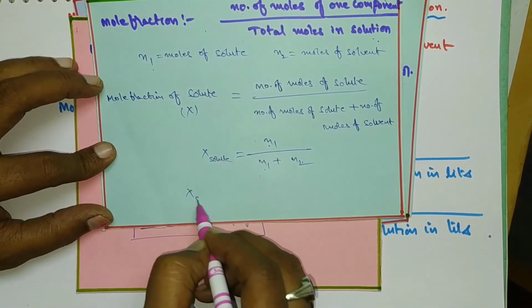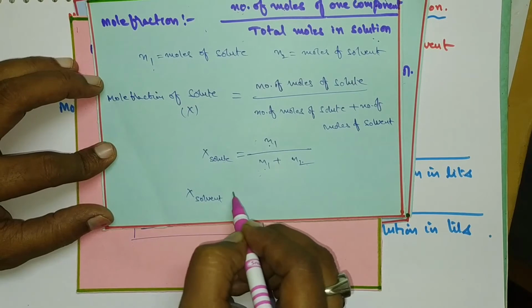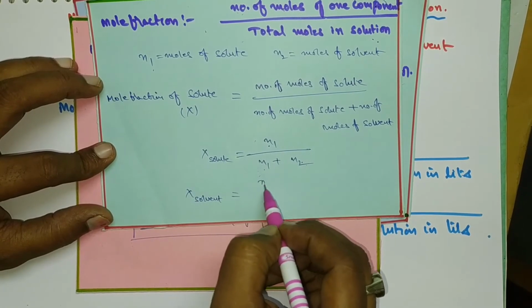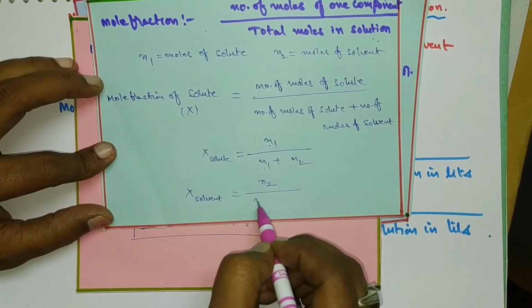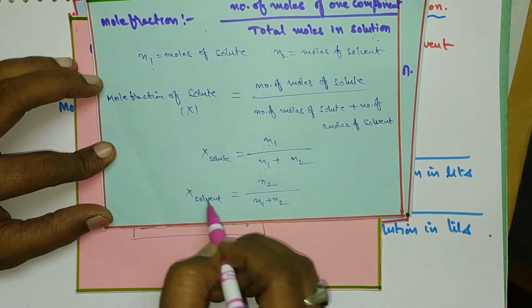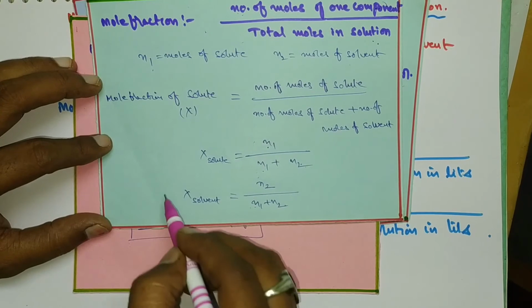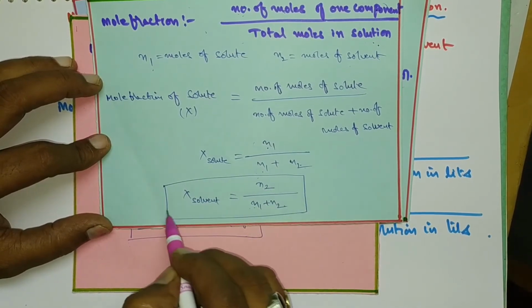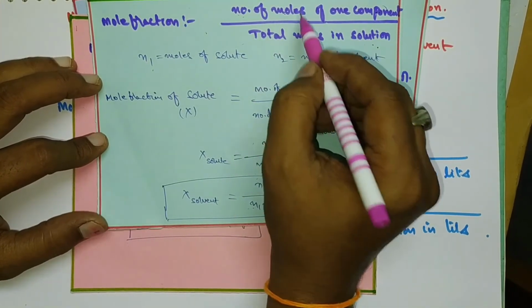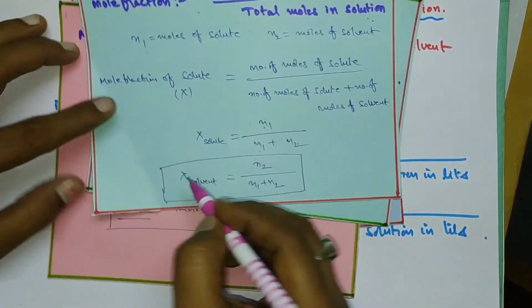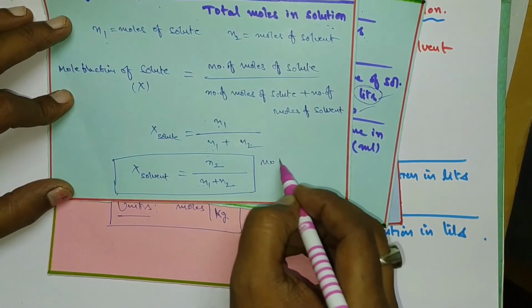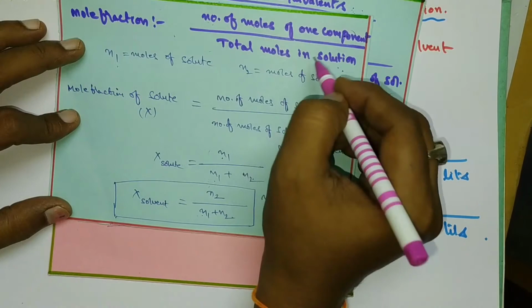Suppose you consider the mole fraction of solvent, then it will become number of moles of solvent by total moles, that is N2 by N1 plus N2. In this way we can calculate the mole fractions. Since it is the fraction of the same quantity, it has no units.